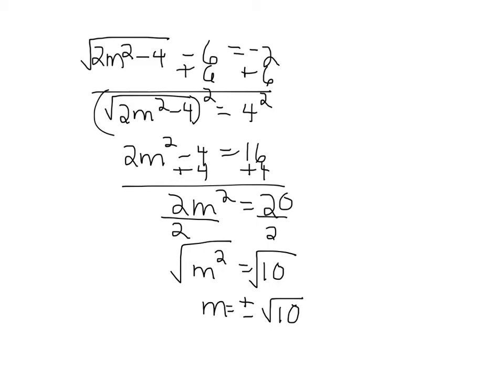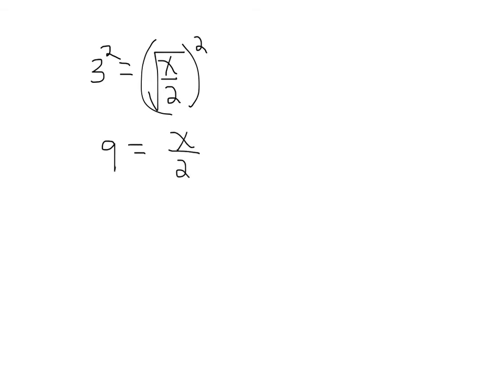Let's do one that looks like this: 3 is equal to the square root of x over 2. I've already got the radical alone, so I'm going to square both sides, and it's the whole thing that's under here. So 9 is equal to x over 2, which makes 18 equal to x.